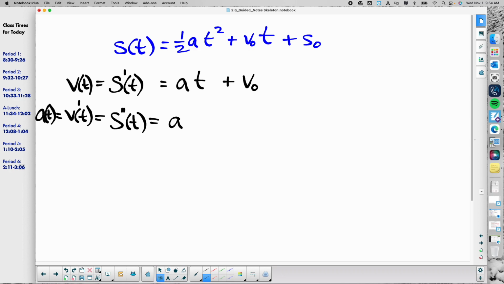I believe, don't they teach you all 3 of these? Or do they just teach you position? Somebody take physics last year? Really? You took it last year? Do you remember if they taught you all 3 of these? I feel like they did. Just position? We were, yeah, the second equation. For velocity? Yeah. Okay.